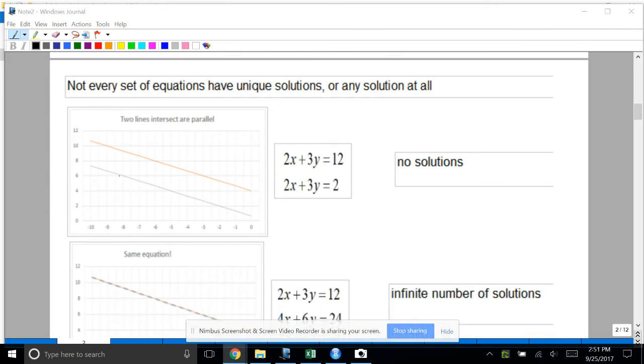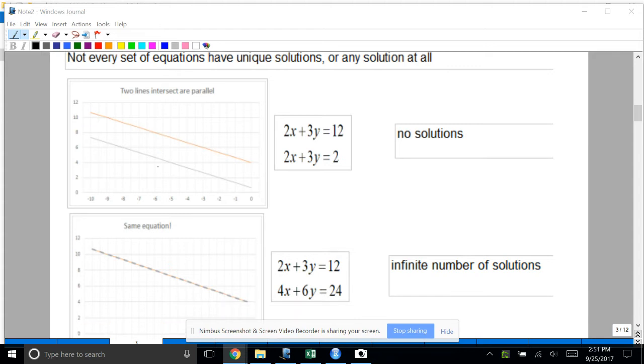All right, so not every set of equations has solutions, or at least unique solutions. So if we have 2x plus 3y equals 12, or 2x plus 3y equals 2. Wow, we have the same coefficients on the variables, but they equal 2 different things. So what we have right here are two lines that are parallel. All right, so we're looking for points where lines intersect. Well, if they're parallel, they'll never intersect. So there's no solution here.